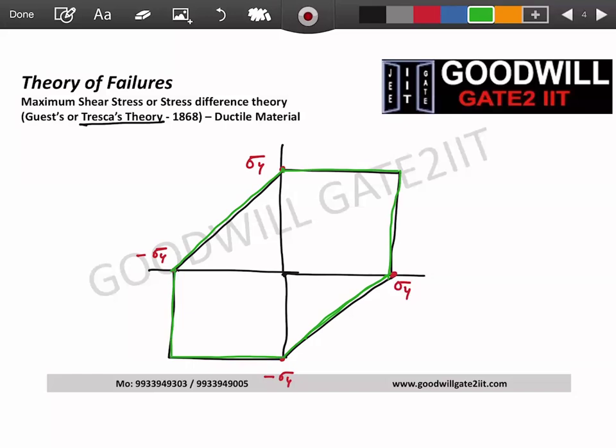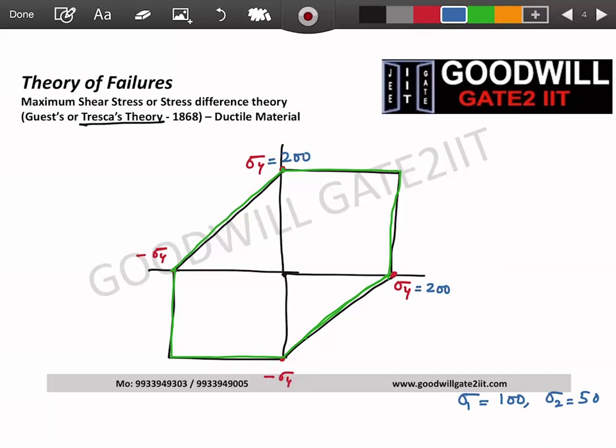Now, please listen to me, and this is very simple. Tresca says anything inside this region is safe. I'll give you a very simple example. Hopefully, then it looks easy for you. It is basically sigma 1 and sigma 2. Let's say sigma 1 is 100 and sigma 2 is 50. Let's take an example. Or maybe sigma 3 is 50, whichever one is bigger. And let's say my sigma yield was 200. So then definitely this is also 200, right?